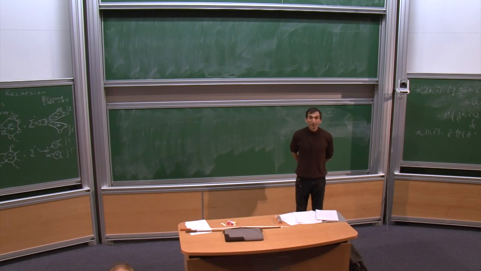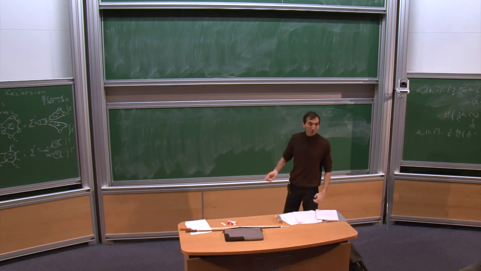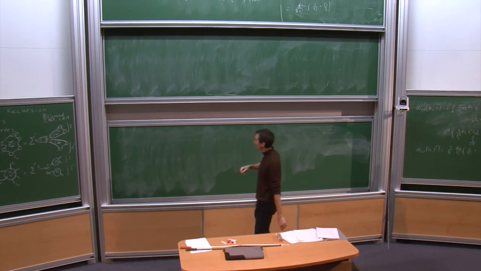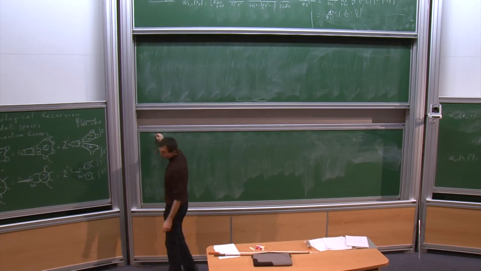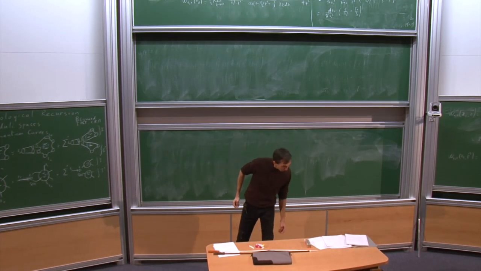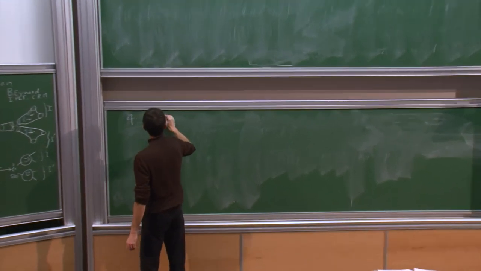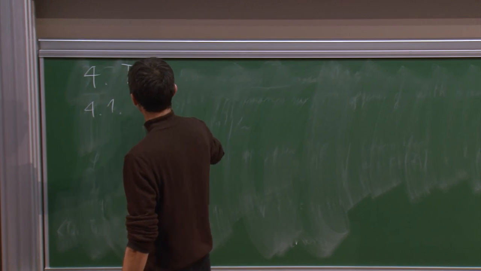So should I start again? So now I'm going to give the definition of the topological recursion, because so far I was just writing an example. So the definition. So it's my part number four. So I will start by defining what I call a spectral curve.